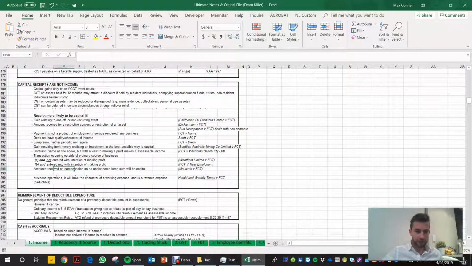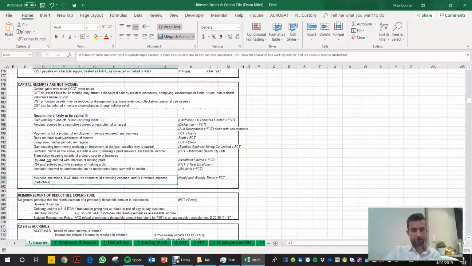So amounts received as compensation as an undissected lump sum will be capital. This is basically saying undissected lump sum is where they haven't actually allocated an amount, for example, your services in here and your equipment over here. It's just one lump sum for the whole amount, more likely to be capital.